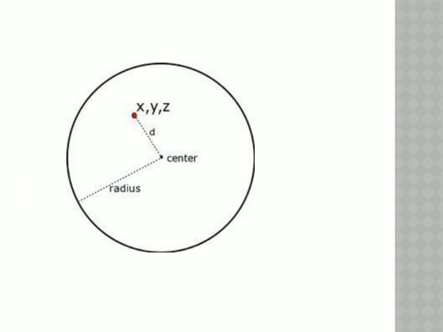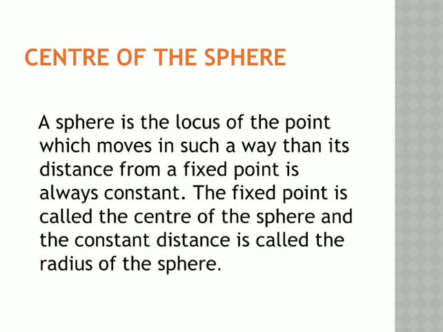Now see the diagram for a sphere. X, Y, Z be a three-dimensional space. D denotes the diameter, and the radius and center are given. We see the definition of the center of the sphere. A sphere is the locus of the point which moves in such a way that its distance from a fixed point is always constant. The fixed point is called the center of the sphere and the constant distance is called the radius of the sphere.